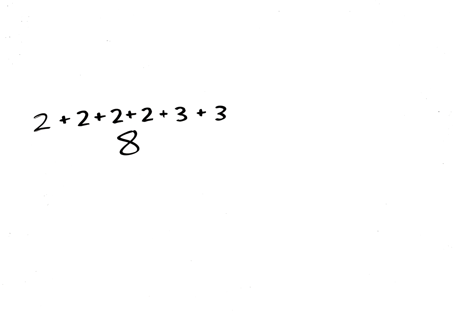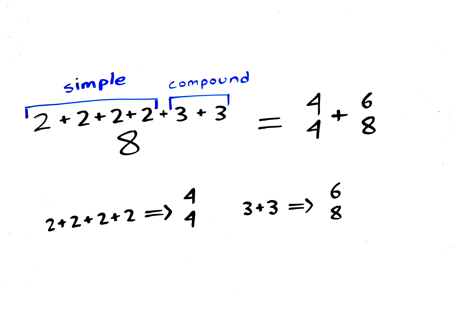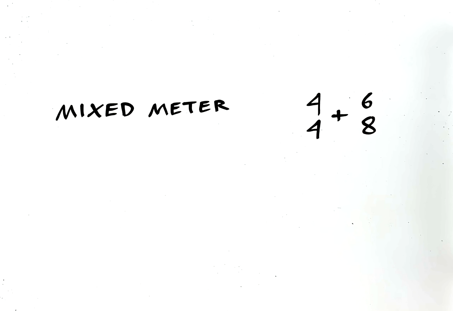If you notice, all the simple beats are together, and all the compound beats are together. 4 groups of 2 gives you 4/4 meter, and 2 groups of 3 gives you 6/8 meter. Therefore, we can rewrite this example as 4/4 plus 6/8. This is called mixed meter.